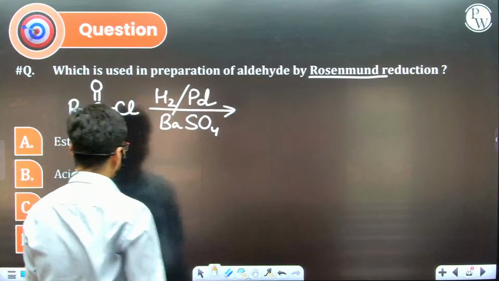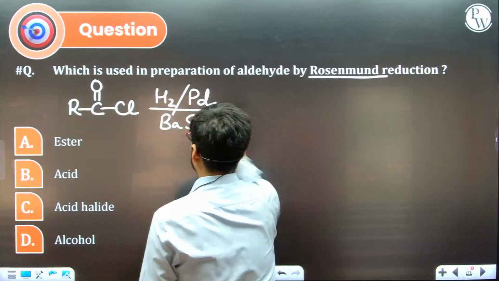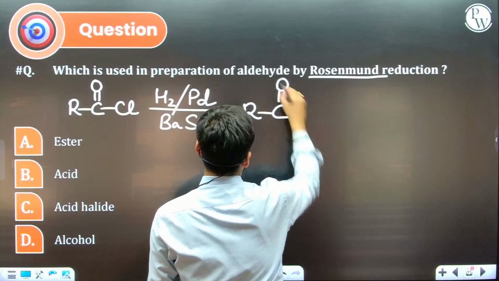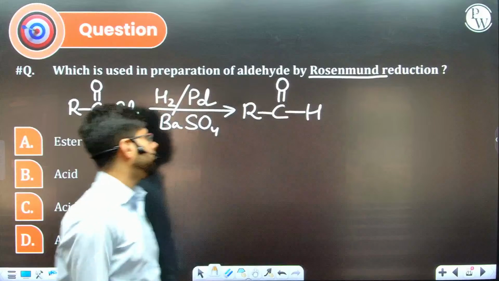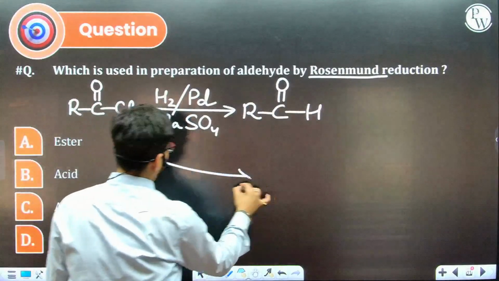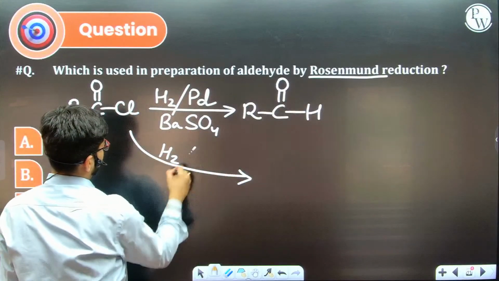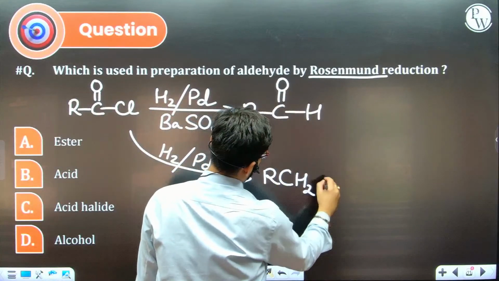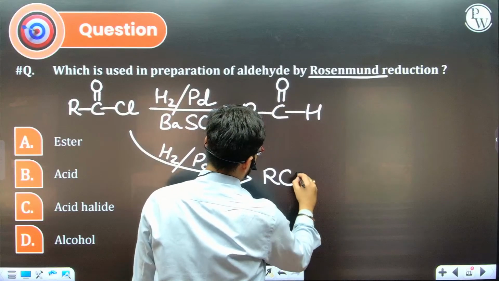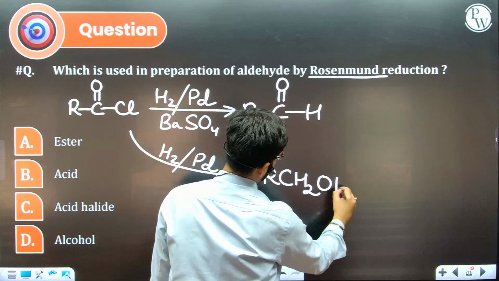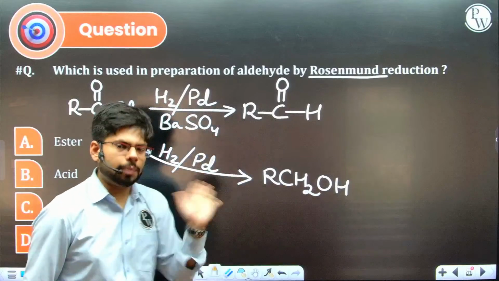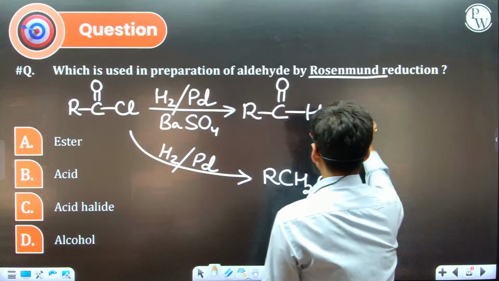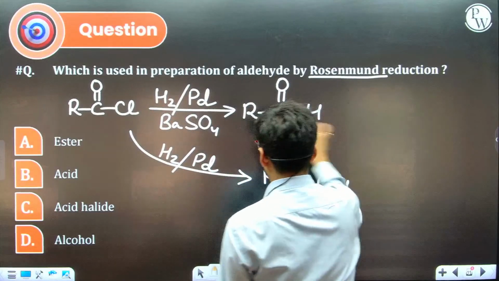Palladium is the catalyst. Hydrogen is the reducing agent. You have to use BaSO4 in order to get the aldehyde as the final answer, and hence this is the product obtained. If you don't use BaSO4, if you just use this, then you get alcohol. So be careful. This is not Rosenmund reaction. This is Rosenmund reaction, right? So this is Rosenmund reaction because we are obtaining an aldehyde.